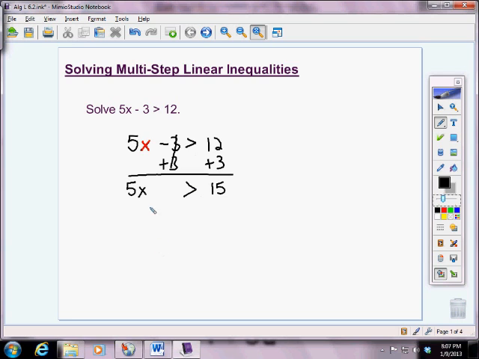Keep going. What are you solving for? X. What do you have to get rid of? 5. It's 5 times x, so how do you get rid of it? By dividing. Whatever you do to one side, do to the other. 5 divided by 5 is 1x. 15 divided by 5 is 3.